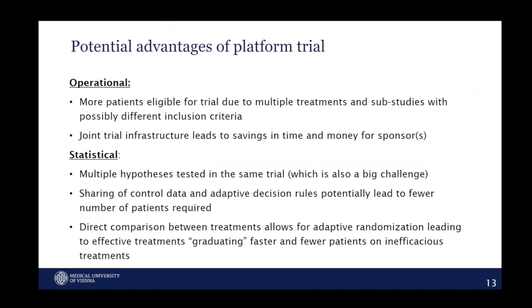So what are the main potential advantages of platform trials? From the operational point of view, more patients are eligible for a trial due to multiple treatments and substudies with possibly different inclusion criteria. And we can use a joint trial infrastructure, which hopefully might lead to savings in time and money in the long run. However, clearly you have to admit that setting up such a platform trial might cost more investment in the very beginning. From the statistical point of view, you can test more hypotheses, which on the other side is also a big challenge. You can share control data, and the adaptive decision rules hopefully mean that we need fewer patients for some of the decisions, and it might also allow for a direct comparison between treatments.